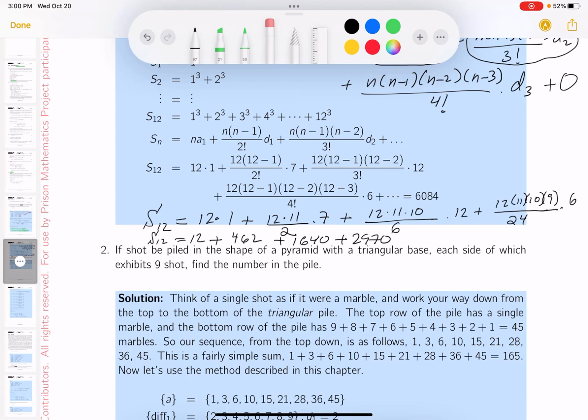12 times 1 is 12. 12 times 11 times 7, that's 66 times 7. I'm going to do each one separately. 7 times 6, 42. 42, 46. Yep, I did okay there. Let's do the next guy. 12, 11, 10, 12.